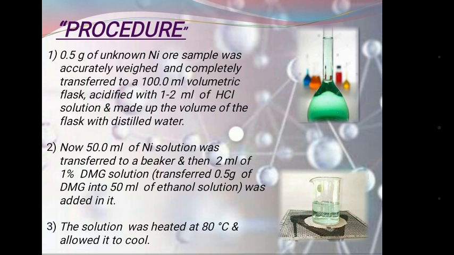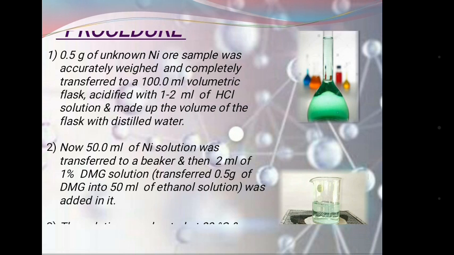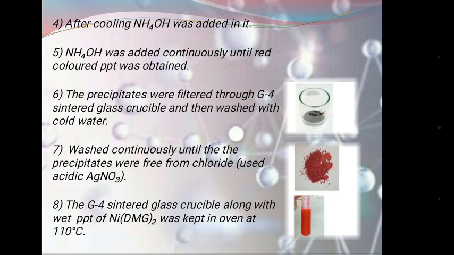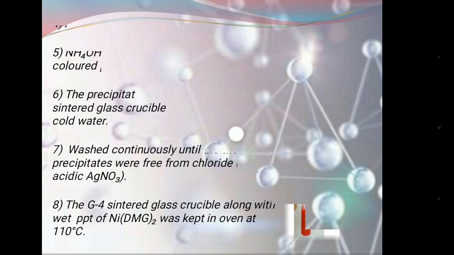The solution was heated at 80 degrees centigrade and allowed to cool. After cooling, ammonium hydroxide was added to it continuously until a red color precipitate was obtained, and this red precipitate is the nickel dimethylglyoxime. The precipitate was filtered through a G4 sintered glass crucible and then washed with cold water. Wash continuously until the precipitate was free from chloride, tested using acidic silver nitrate. The G4 sintered glass crucible along with the wet precipitate of nickel dimethylglyoxime complex was kept in an oven at 110 degrees centigrade.